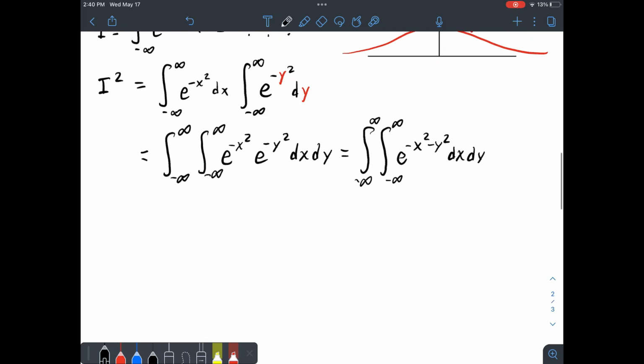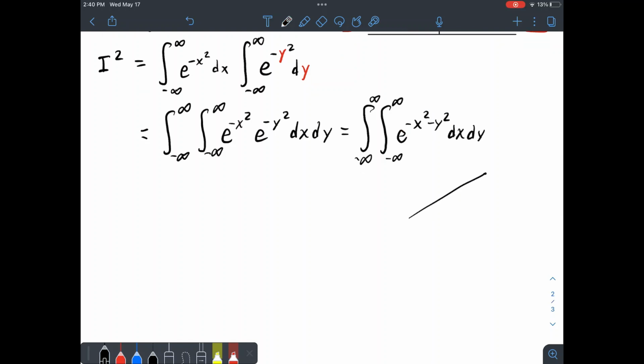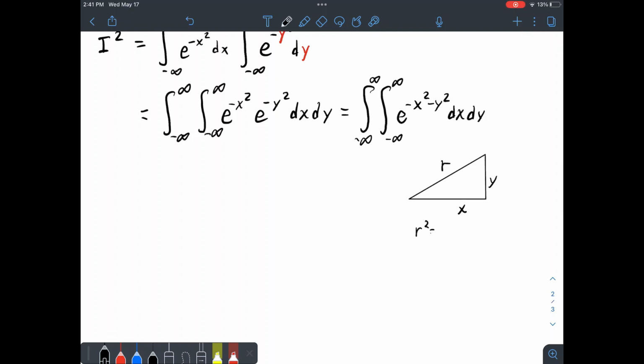Hopefully we can see a little bit of an identity going on here. If we remember from some basic trigonometry, if we have a triangle like so, with x, y, and r, the Pythagorean theorem tells us that r squared is equal to x squared plus y squared. Therefore this exponent is actually going to be equal to negative r squared. So let's rewrite the integral like that, and the reason will make sense in a second. We have e to the minus r squared dx dy.